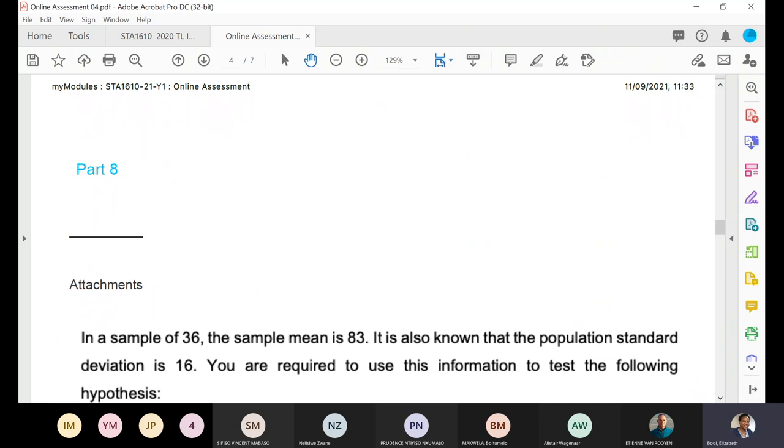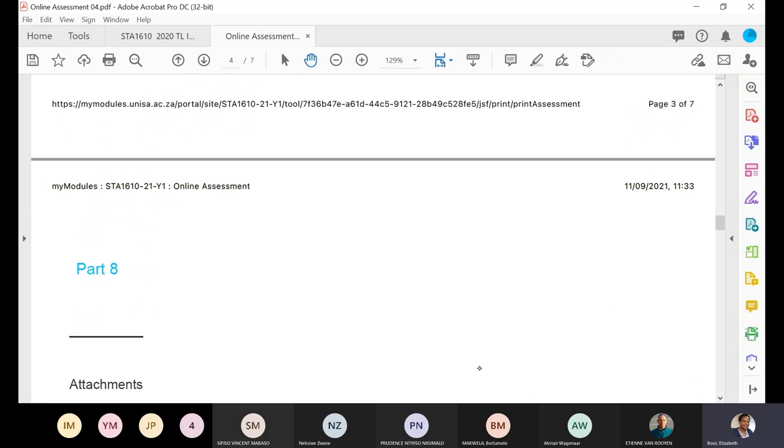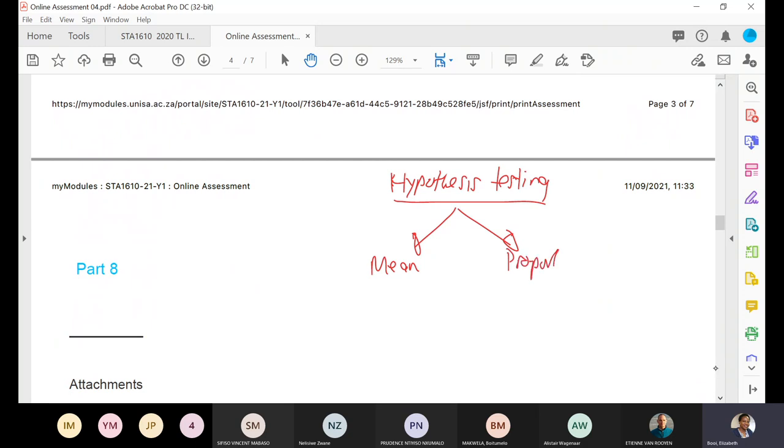Okay, so I think that concludes chapter 8. Now we move into hypothesis testing. With hypothesis testing, you need to remember whether it's hypothesis testing for the mean or for the proportion. And if it's for the mean, is the population standard deviation known or unknown? You need to remember all that, because when it is known, we use Z. When it's unknown, we use T. When it's the proportion, we always use Z.